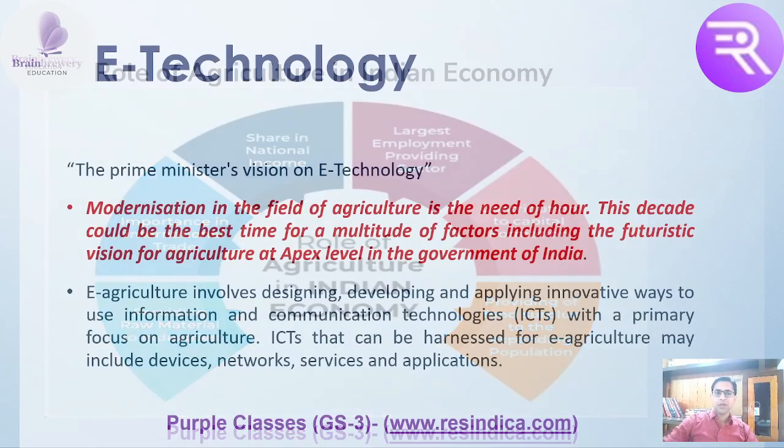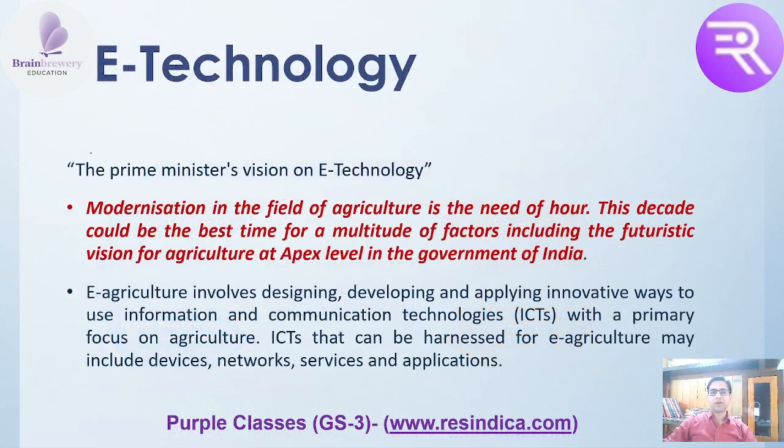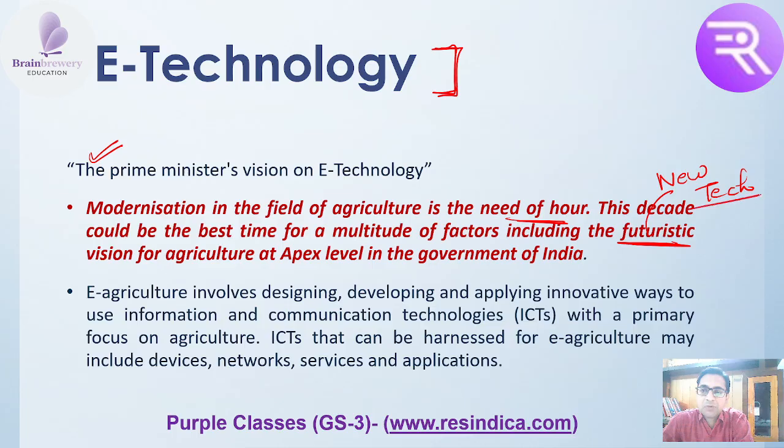Okay, so as per the vision of our prime minister related to e-technologies. What our prime minister says is that modernization in the field of agriculture is a need. This decade could be the best time for a multitude of factors, including the futuristic vision, regarding the new tech that we can utilize in agriculture. And that is the major focus area of the government.